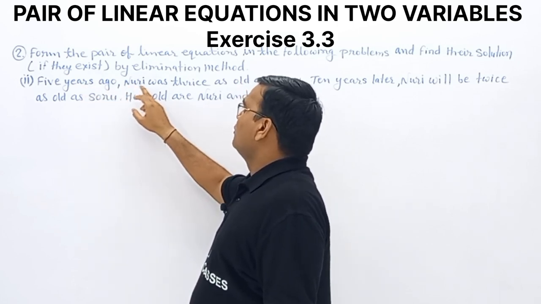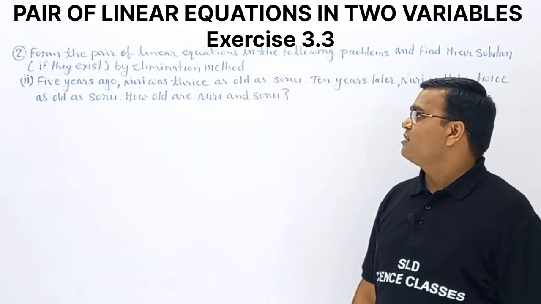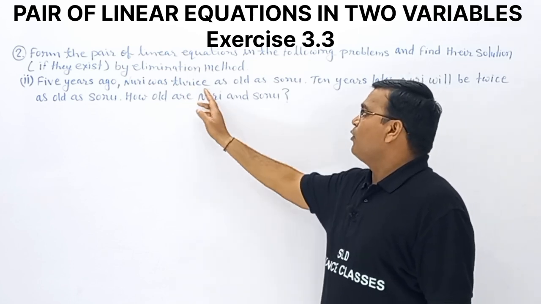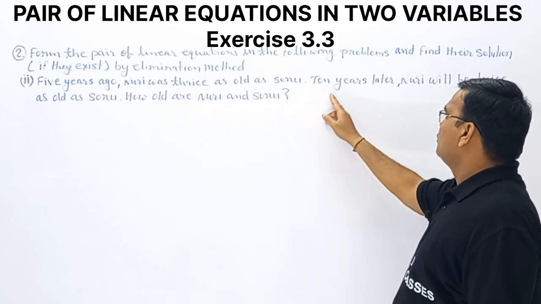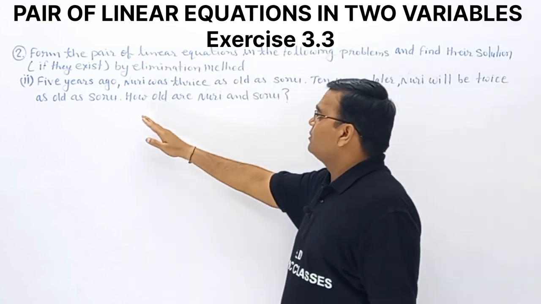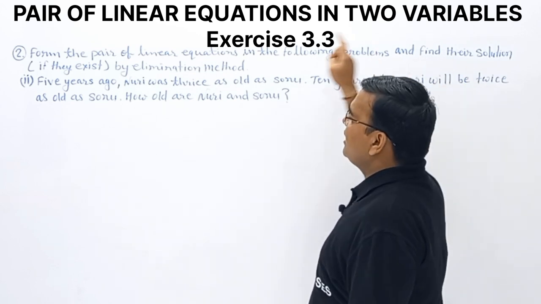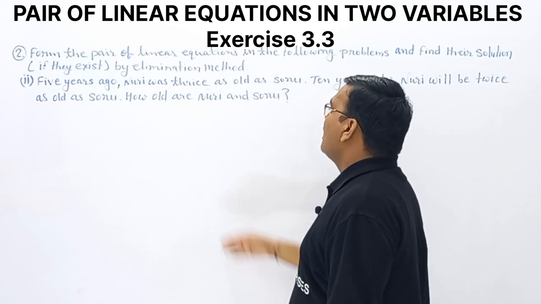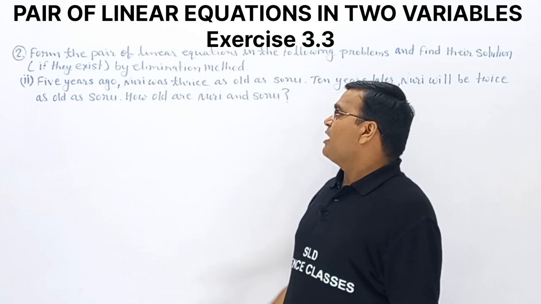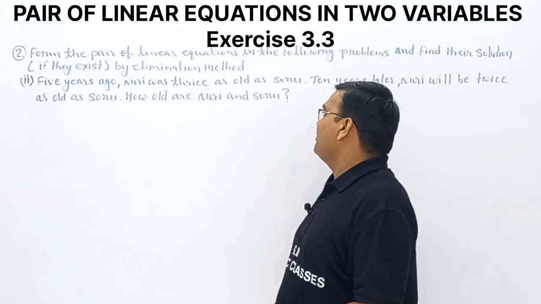5 years ago, Nuri was thrice as old as Sonu. This is the first situation. 10 years later, Nuri will be twice as old as Sonu. How old are Nuri and Sonu? So, we are having two situations. We want to find the present age of Nuri and Sonu.